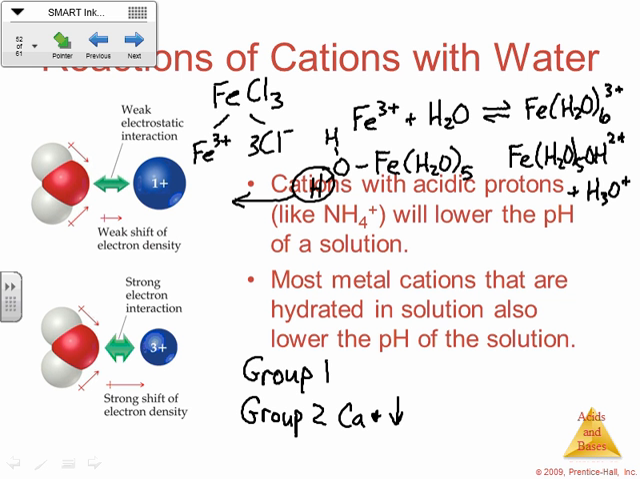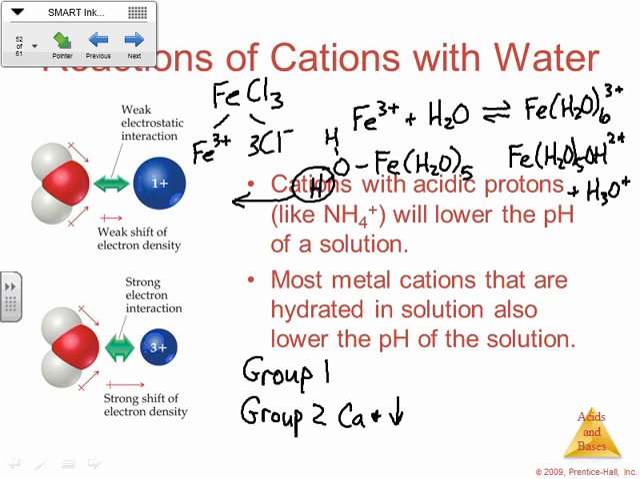But basically, what do you notice about these? Anything special about these that we've talked about earlier in this chapter? Especially the group 2 calcium and below, what does that sound like? Yeah, those are the ones that form strong bases when you put them with hydroxide, right? So there's some sort of correlation there. Group 1, group 2 calcium and below, the ones that will form strong bases when you put them with hydroxide are the ones that don't change the pH of a solution when they're just floating around as free ions.